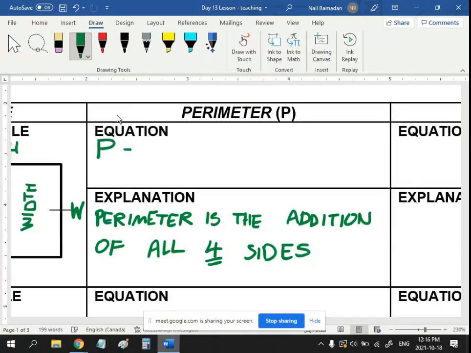Okay, equals. I like to add L plus W plus W. I just get the L's done first. So L plus W plus W. There's an easier way to write this. 2L plus 2W. Much easier than that.